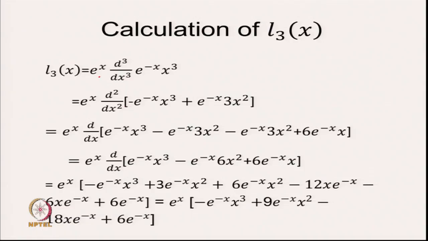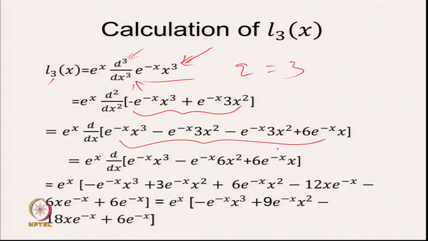L 3 x is e to the x times d 3 by dx 3 of exponential minus x times x 3. Remember this thing. So, this is q, q is equal to 3, and so we put it here, we put it here, and then we put it here. And now, first differential will give this term, the second differential will give you this term, and third differential will give you this term. Okay. You can do it, it is simple. This is basically differential of u into v type of differential.